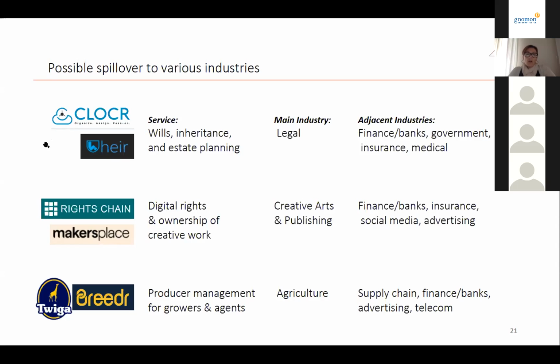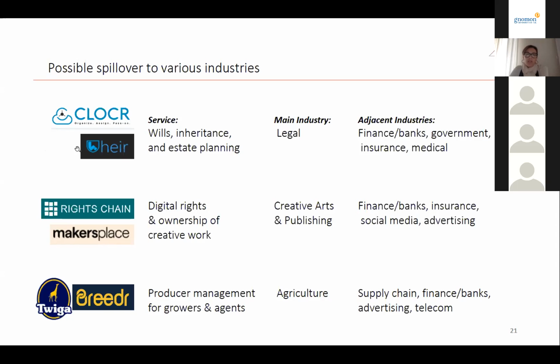One is called Clocker, and that's specifically related to digital assets. So if you have cryptocurrency, any kind of digital assets, you can set up your will, your estate planning, how you're going to pass those on to people, and what are the conditions that exchange or granting will take place under.